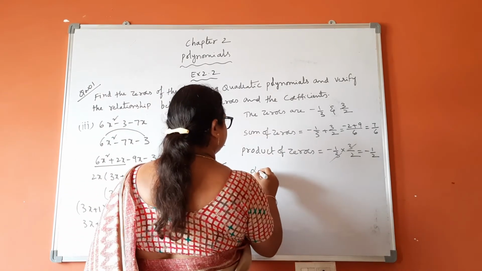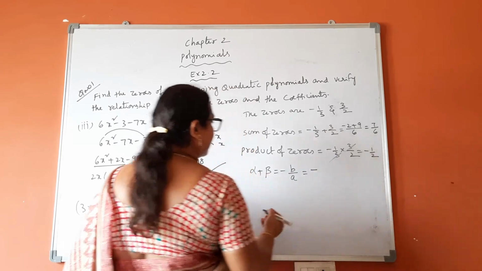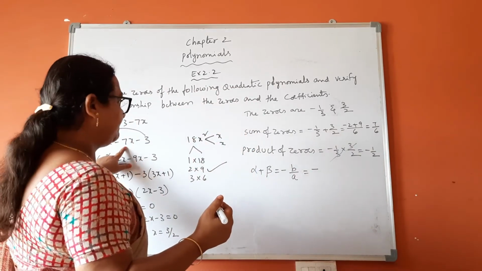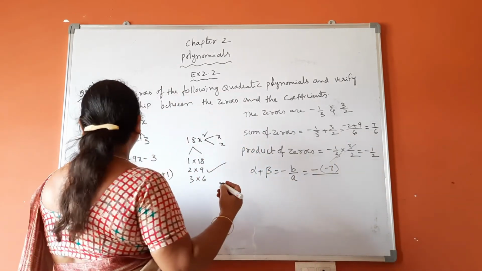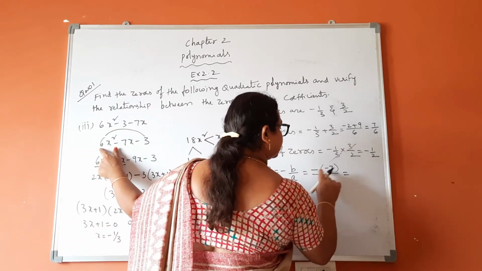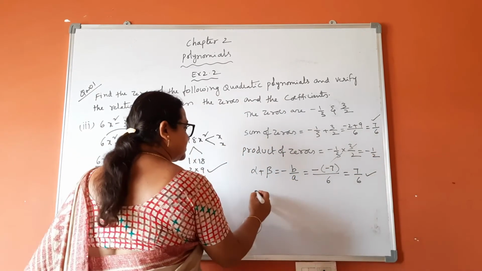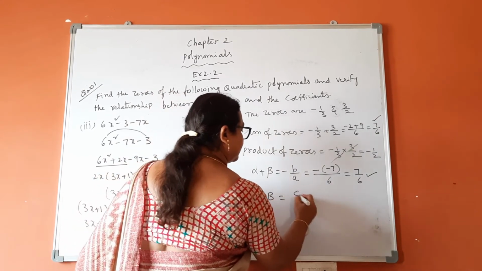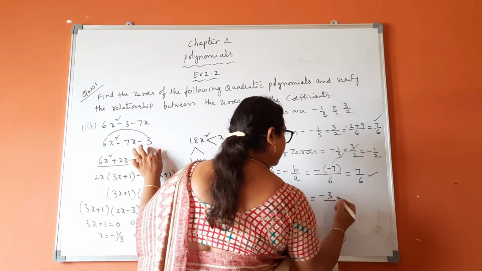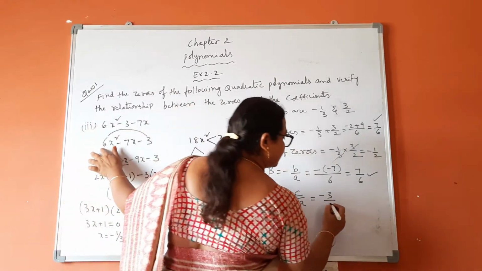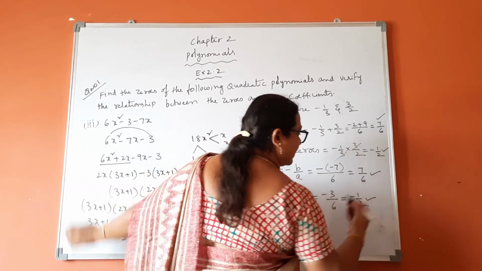Now using the formula alpha plus beta is equal to minus b by a, that is minus b, minus 7, by a, coefficient of x square, that is 6, minus of minus plus 7 by 6, 7 by 6. Alpha into beta, c by a, that is constant term minus 3 by a, coefficient of x square, that is 6, minus 1 by 2.